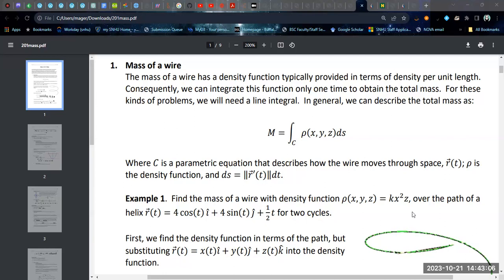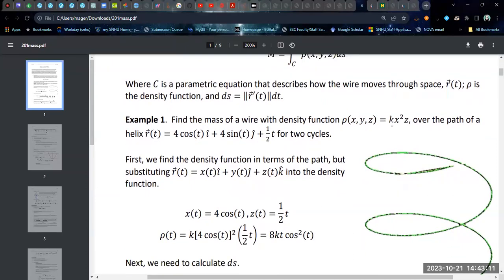So the first thing that we're going to have to do is identify our density function. This is initially in terms of x, y, and z potentially. And then we have a helix in this example that we're going to integrate over. Now, because we have a line integral, we're going to have to convert our function of x, y, and z into a function of t based on that helix that we're using to integrate over. So we're going to find the density function in terms of our path.